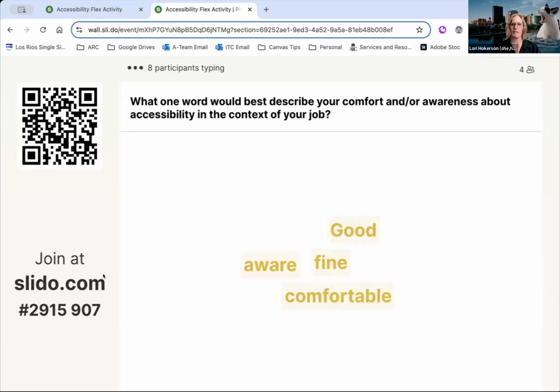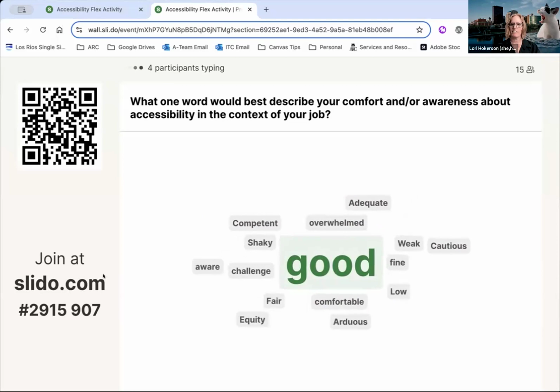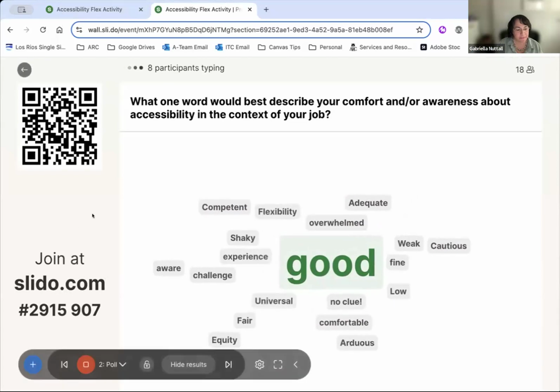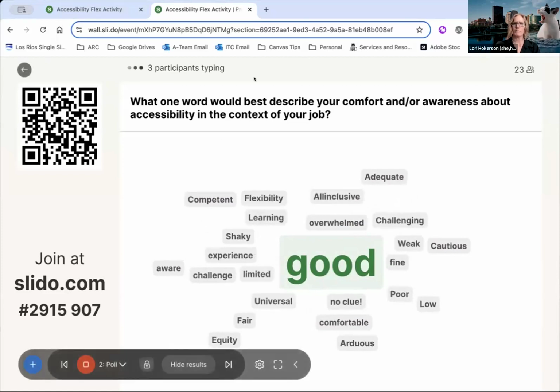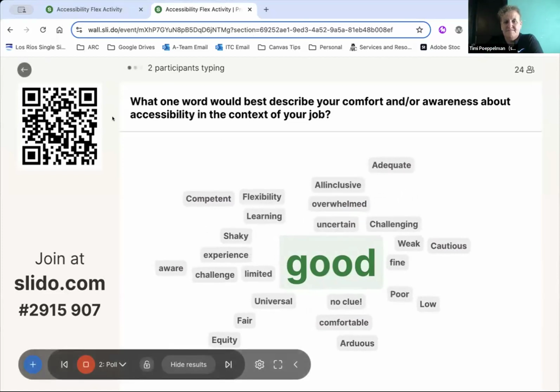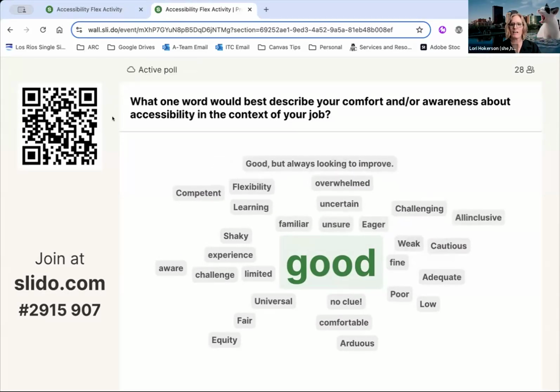See people typing, this is great. Very cool. Lots of comfort, it looks like. Arduous, we see that in there. Lori, are you sharing your screen? Yeah, I think so. I have a green highlight around it. Can people see the screen? Yes. Okay, great. So good is the largest word, right? So again, we can see a lot of things. I'm overwhelmed.